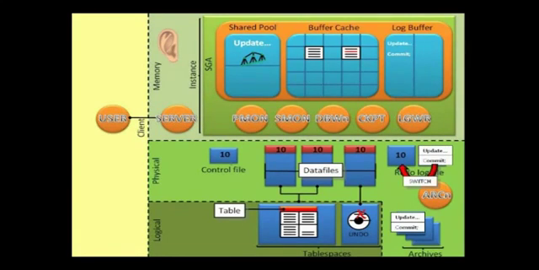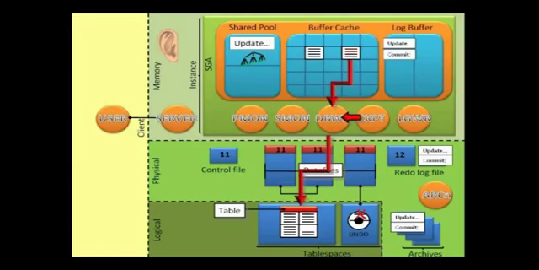A log switch will then trigger a checkpoint process that will increment the checkpoint number by applying this last number into each data file header. The checkpoint process will finally trigger the database writer process and write the last image from the database buffer cache into the table.